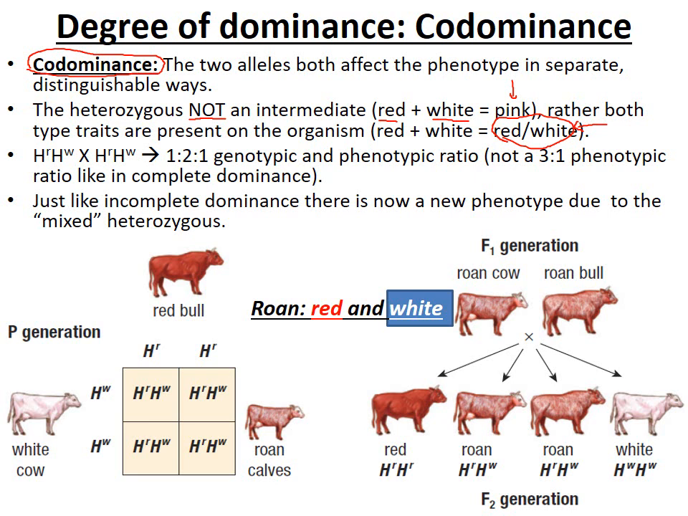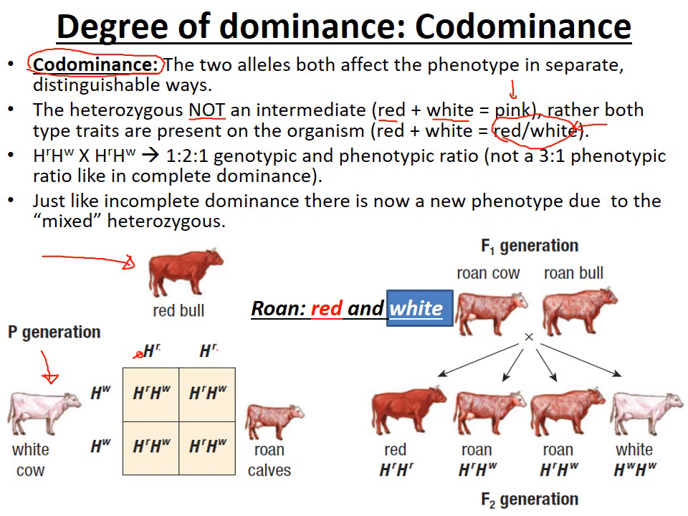So let's take a look at this example here. Here we have a red bull, and here we have a white cow. And the H is the base color for the hair color. And we have little r, little w. And again, it doesn't really matter if you put big R, big W, because you don't really have a dominant allele. They're codominant. Whereas in complete dominance, you'd put a big letter to show that the big one takes over in the phenotype. But in that case, it doesn't matter here.